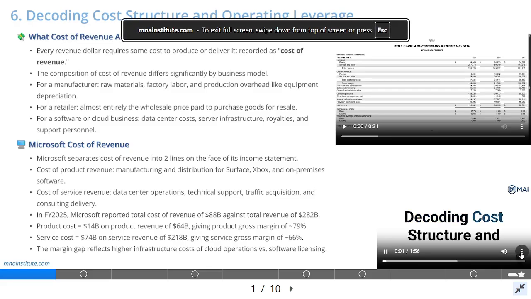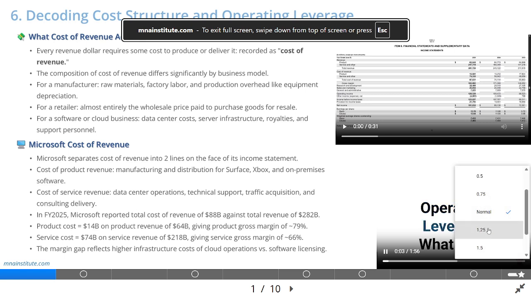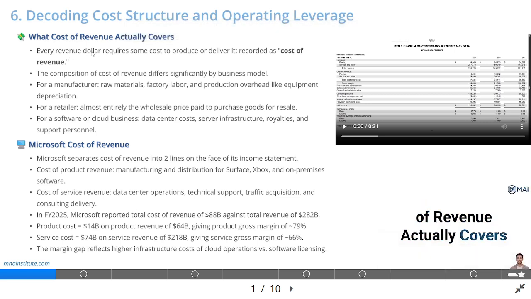6. Decoding cost structure and operating leverage. What cost of revenue actually covers. Every dollar of revenue a company earns requires some cost to produce or deliver it, and that cost is recorded as cost of revenue, also called cost of goods sold.